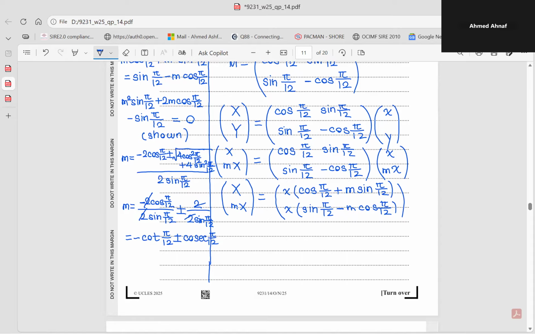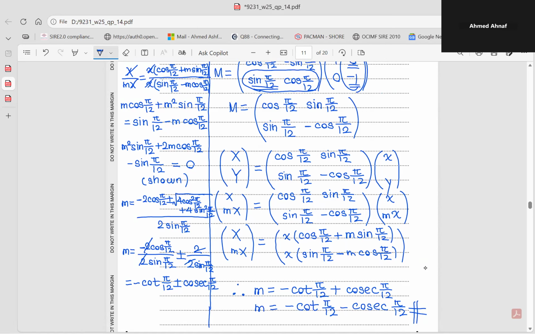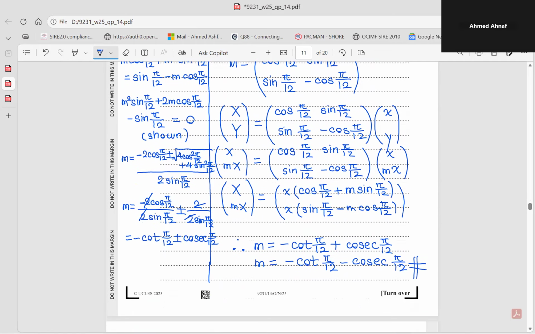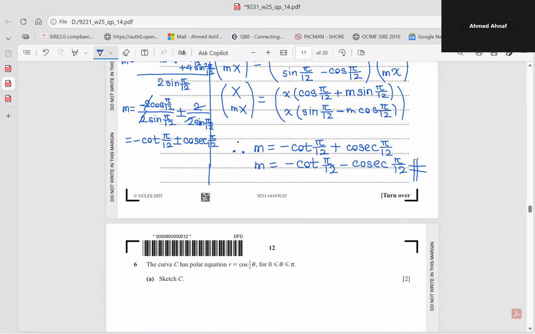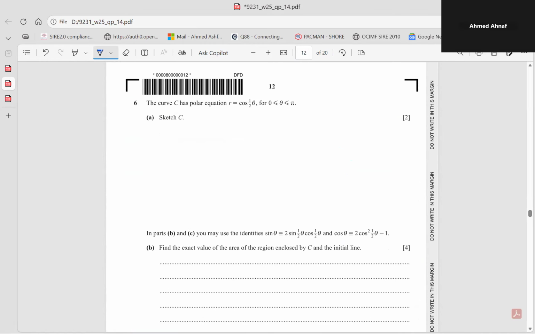Therefore, m is either minus cotangent pi over 12 plus cosecant pi over 12, or minus cotangent pi over 12 minus cosecant pi over 12. These two would be our final answers for the last part. Let's move on to the next question.